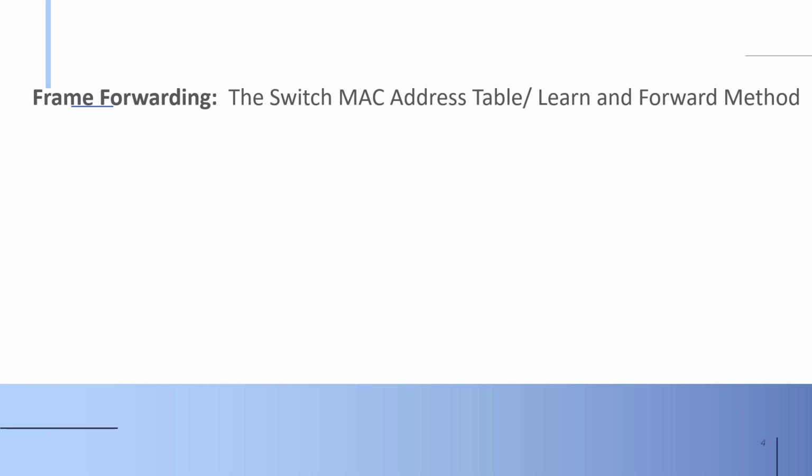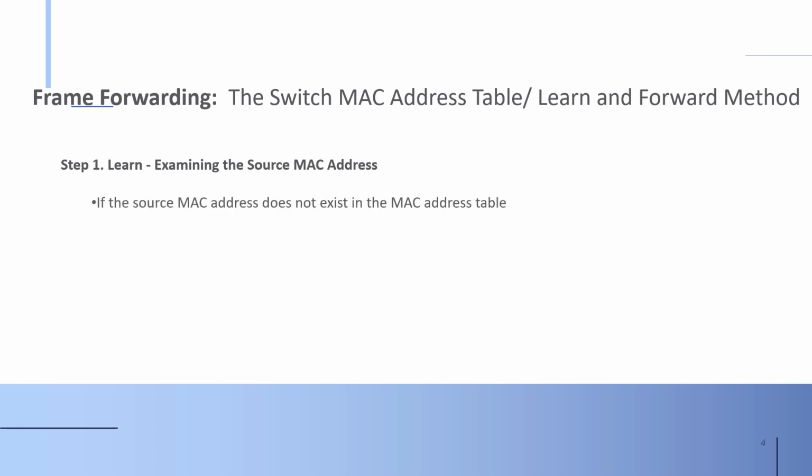There is a two-step process that is performed on every Ethernet frame that enters a switch. The first step is learning, examining the source MAC address. Every frame that enters a switch is checked for new information to learn. It does this by examining the source MAC address of the frame and the port number where the frame entered the switch. If the source MAC address does not exist in the MAC address table, the MAC address and incoming port number are added to the table.